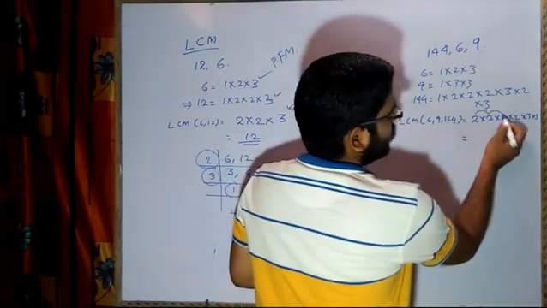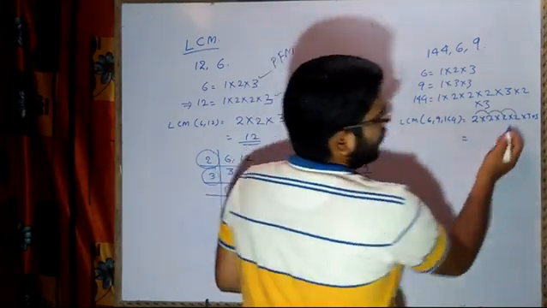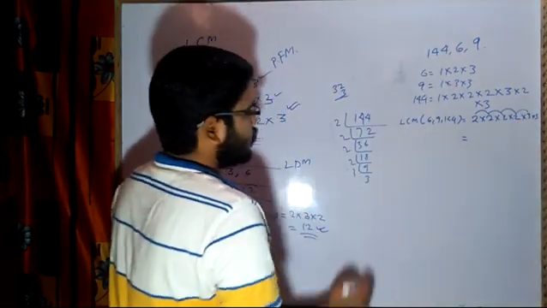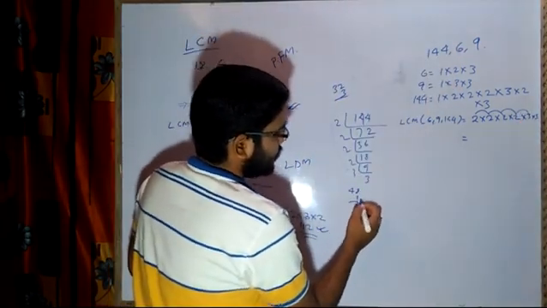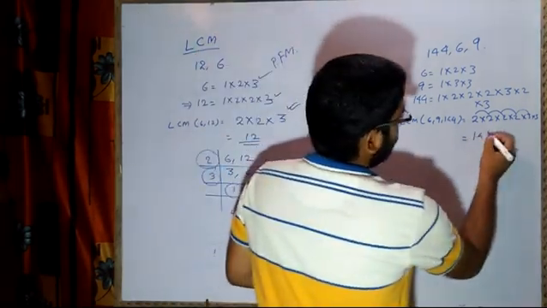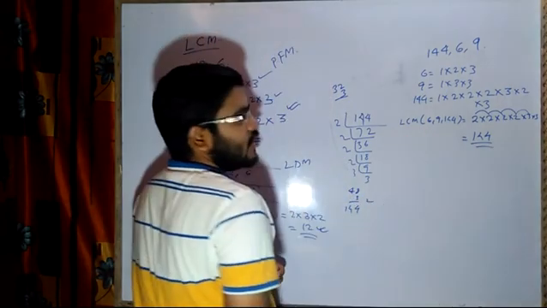So 2 2s are 4, 4 2s are 8, 8 2s are 16, 16 3s are 48, 48 into 3, that means 144. Correct. Now this was the prime factorization method.